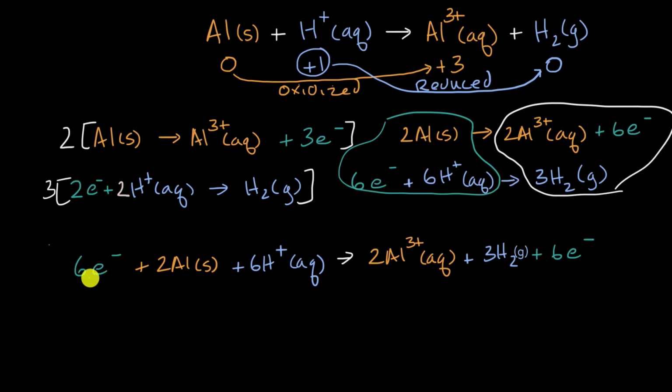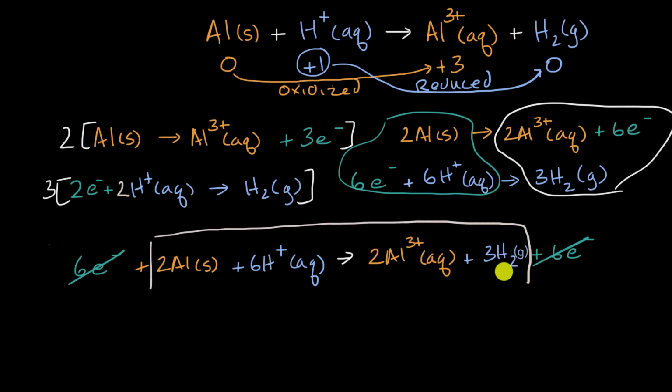And I have 6 electrons on the left, 6 electrons on the right. I could cancel those out. And then what I have here is our balanced redox reaction, balanced for both mass and charge. And we are done.